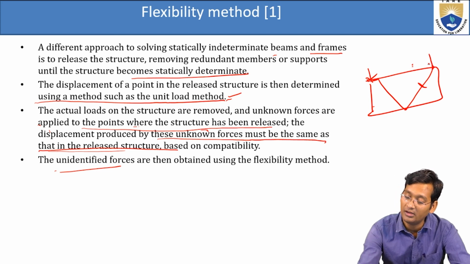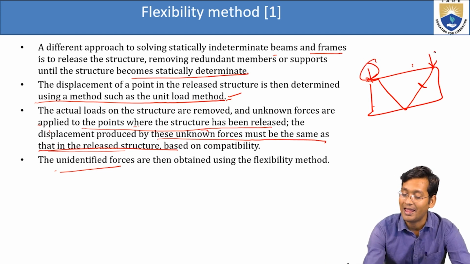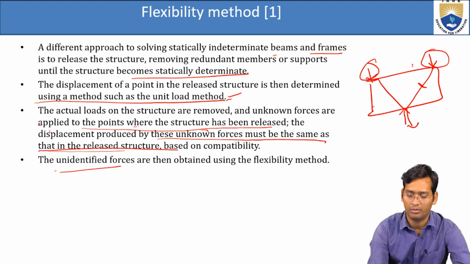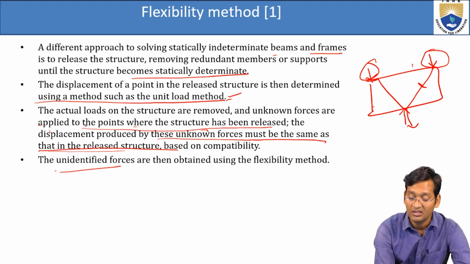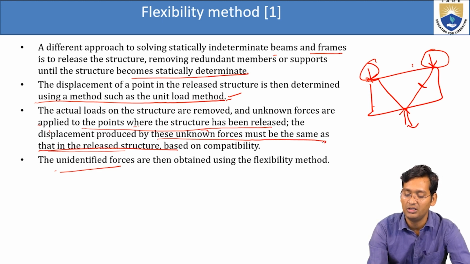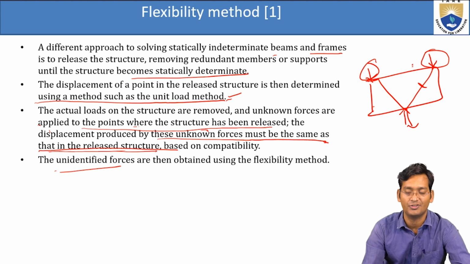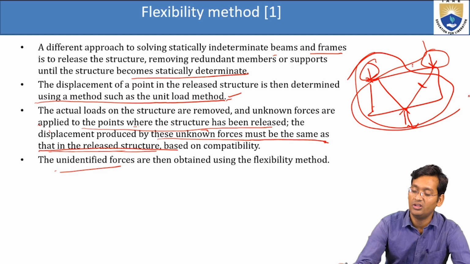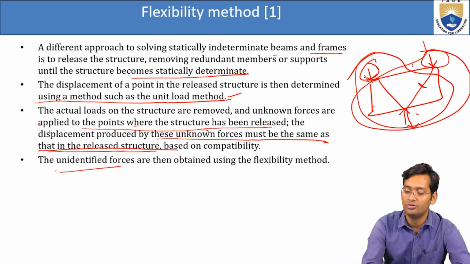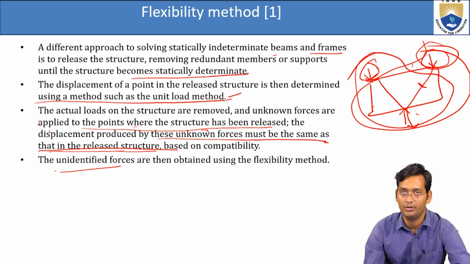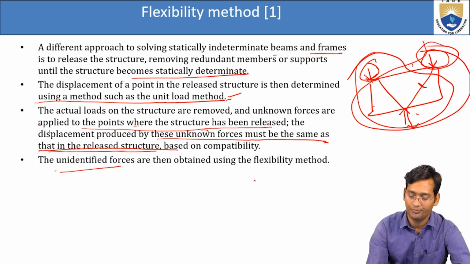So apply the unknown force here, remove this force and apply the unknown force here, or in any direction. That depends on the requirement, right? To the points where the structure has been released, the displacement produced by these unknown forces must be the same as in the released structure. So whatever displacement there is because of this must also be the same, from conservation of energy. Now just equate these two and you will get the unknown forces by the flexibility method. That is the flexibility method.